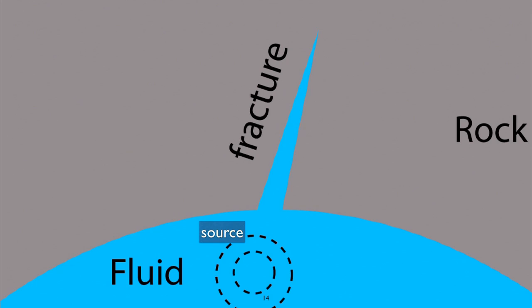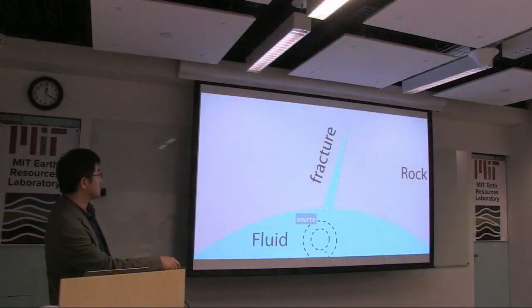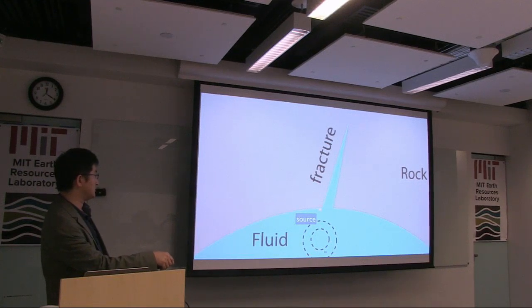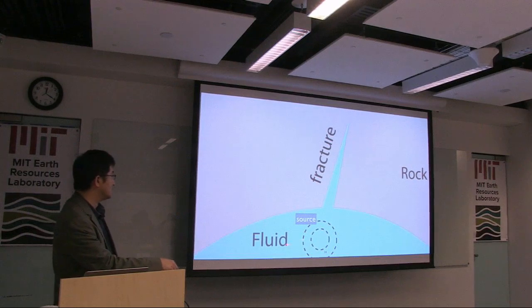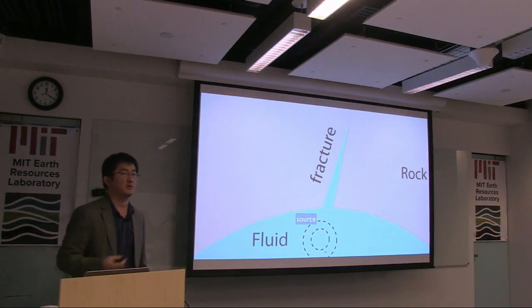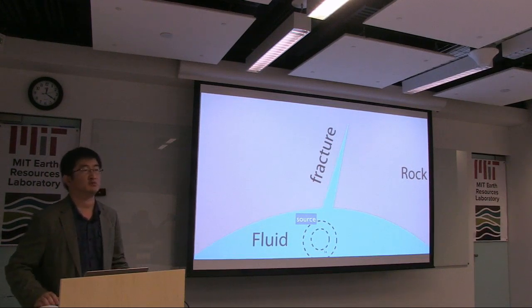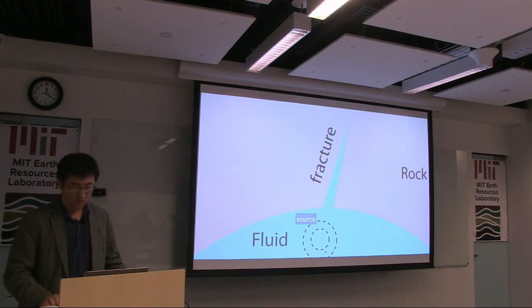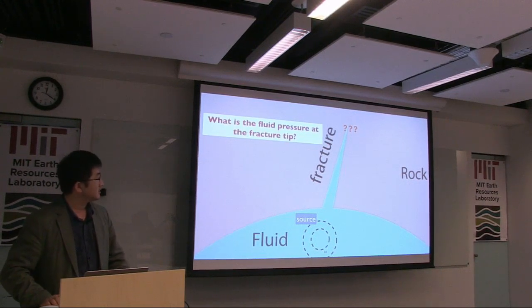Three elements in this model. Try to make an abstraction. So we have a finite length fracture in the rock, and this fluid is filled in the fracture. And now you have a source, which is like a perturbation of the teleseismic wave. Then this is the model.